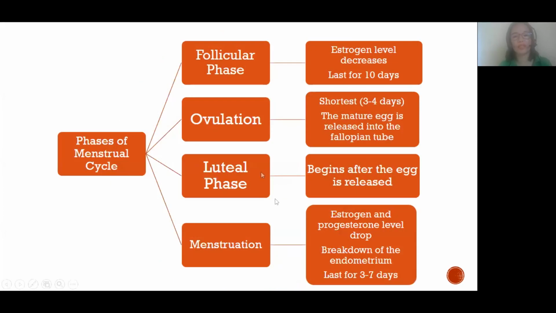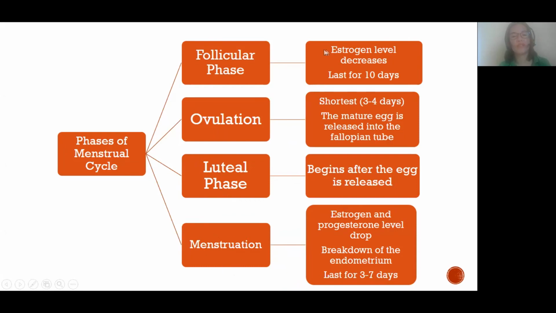Okay. So this is the summary of the phases of the menstrual cycle. We made mention of the follicular phase, that is day 1 up to day 14, before ovulation, day 13. Then we have ovulation on the 14th day. The luteal phase is after the egg is released, and then bleeding days, menstruation.